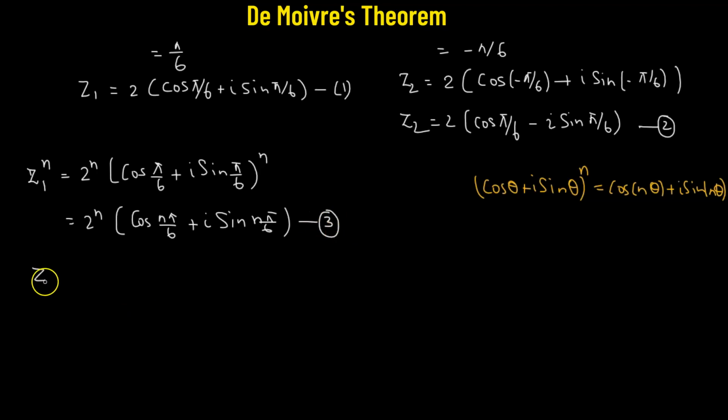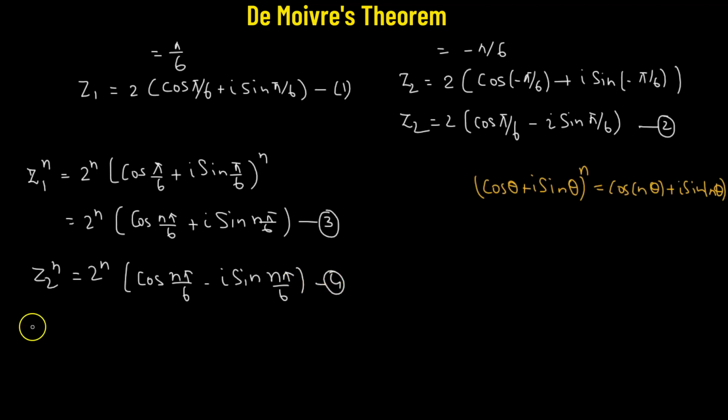Now we are going to raise our complex number z2 to the power of n, which will give us 2 raised to the power of n. We can apply de Moivre's theorem, and this is going to give us cosine of n pi over 6 minus iota times sine of n pi over 6. Let's label this as equation number 4. Now we will be adding 3 with 4, and this is going to give us z1 raised to the power of n added to z2 raised to the power of n. We can take 2 raised to the power of n as the common factor, and when we add 3 and 4, the imaginary part will get cancelled off because they are additive inverses of each other. So this will be simply 2 times cosine of n pi over 6.